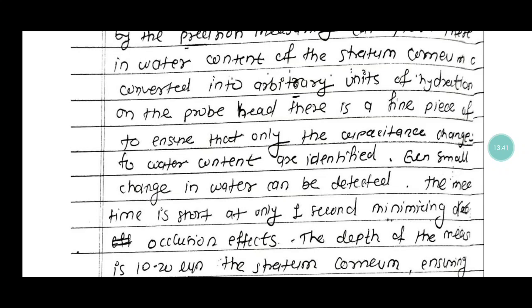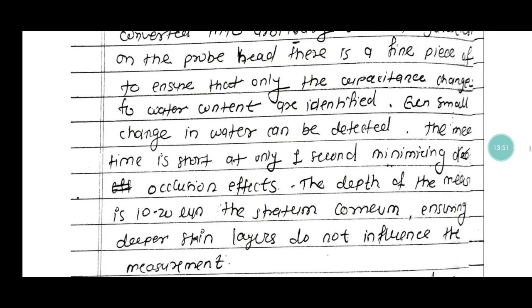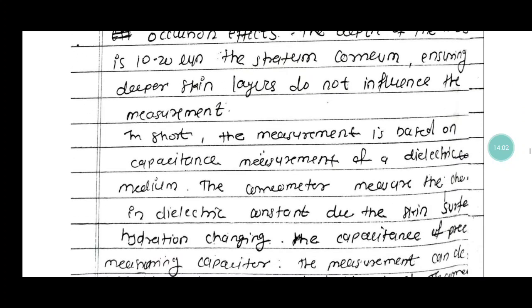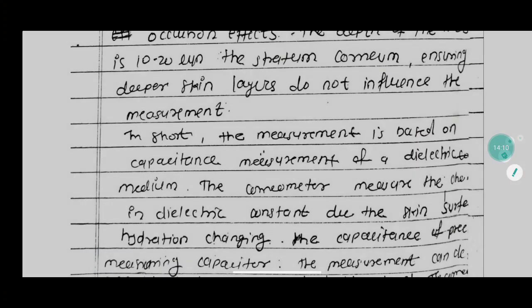Even a small change in the water can be detected, so the measuring time is short, at only 1 second, minimizing the occlusion effect. The depth of measuring is 1 to 2 micrometers, in the stratum corneum, excluding the deeper skin layers which do not influence the measurement. In short, the measurement is based on the capacitance of a dielectric medium.